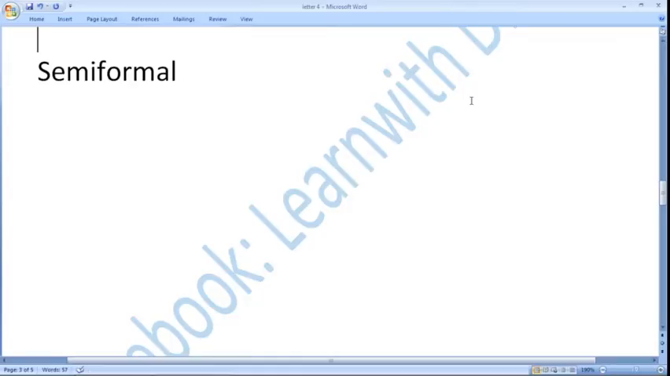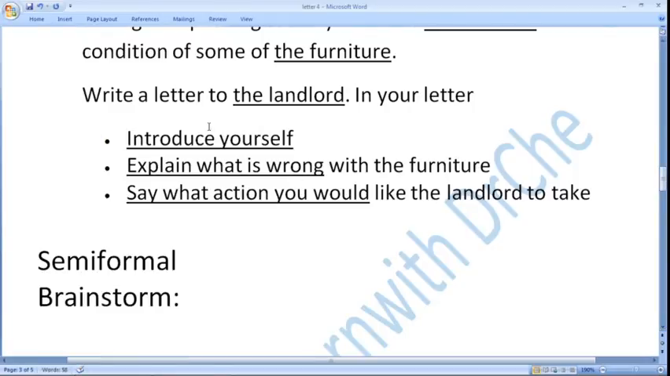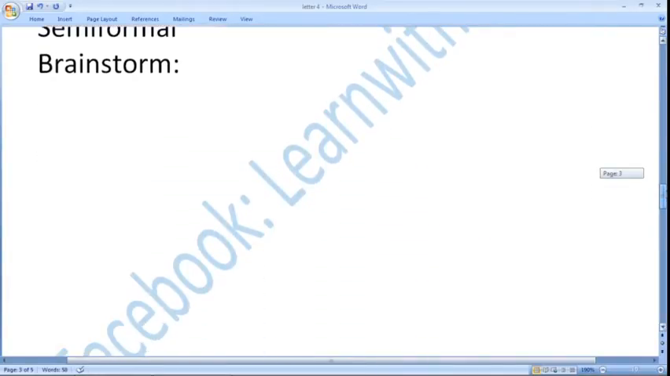After that, you have to brainstorm your ideas. In the real exam, you can just put a line here and write your ideas for this bullet point, for this one draw a line here, and for the last one put a line here and write your ideas, just to save your time.